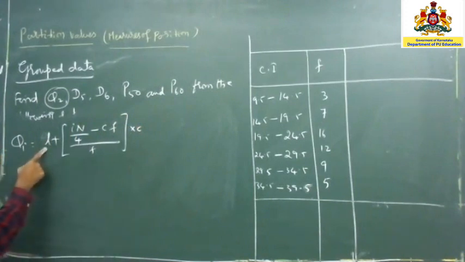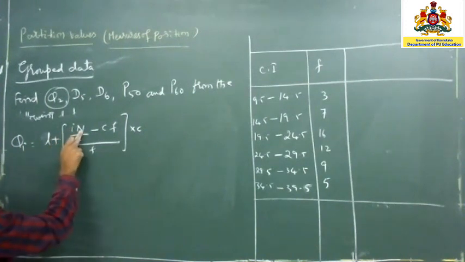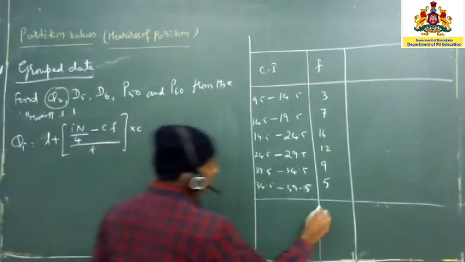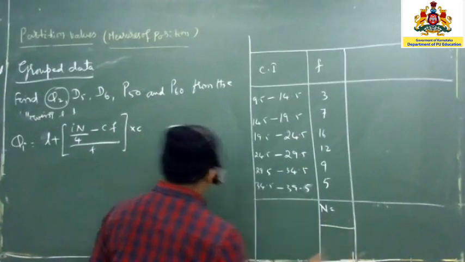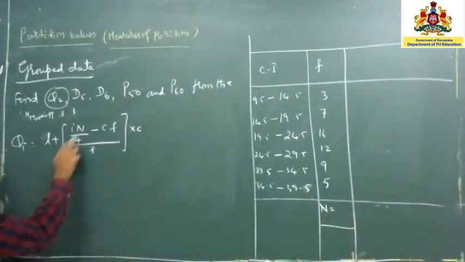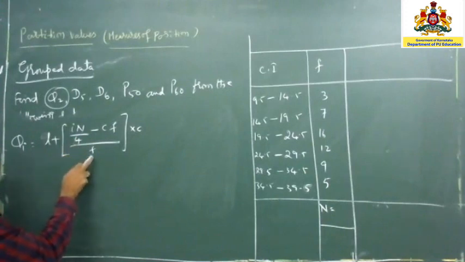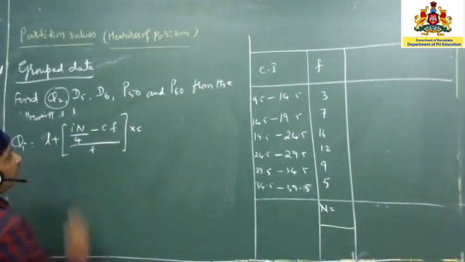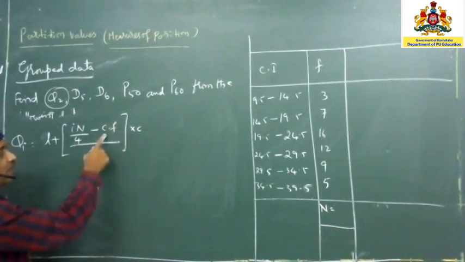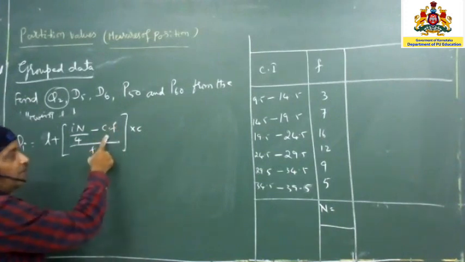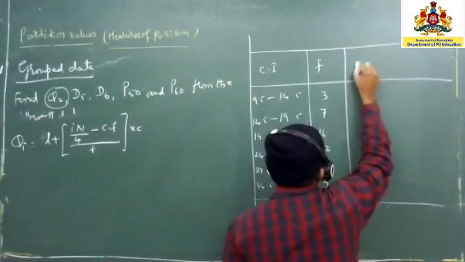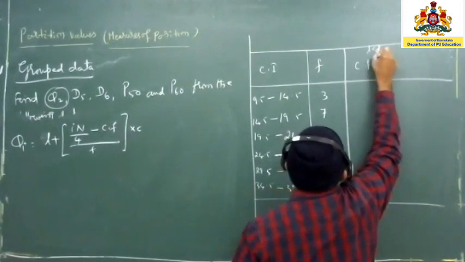Here L is the lower limit. Suppose this is i, so for Q1 we write 1. N we understood already, that is the total number of frequencies. Because it is a quartile, we are dividing by 4, and this is the cumulative frequency of the quartile. So in the formula, the LCF, the cumulative frequency, will be there. So we are going to write CF or LCF, one and the same here.